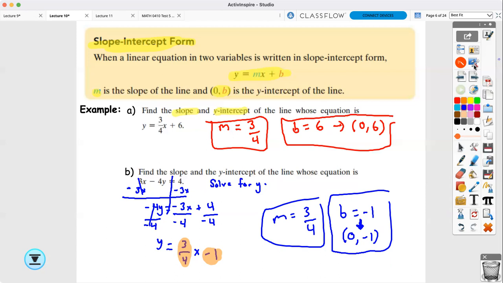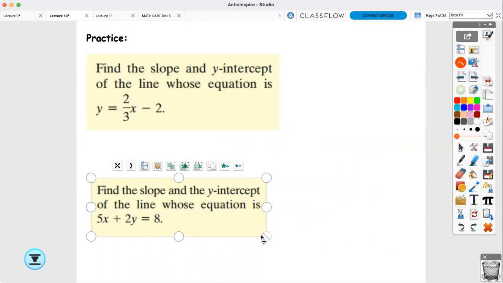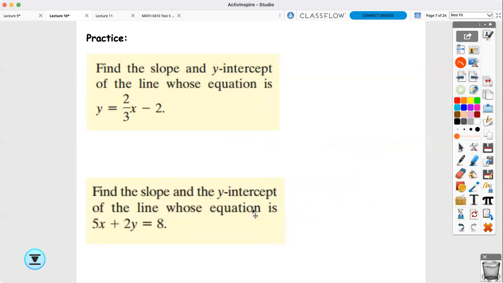All right, let's go and move on. Now here are some practice problems, guys. Your job is to find m equals, b equals, and the ordered pair that goes with b. I'm gonna go ahead and give you guys 3 minutes on this one. I'll add more time if needed. Good luck.